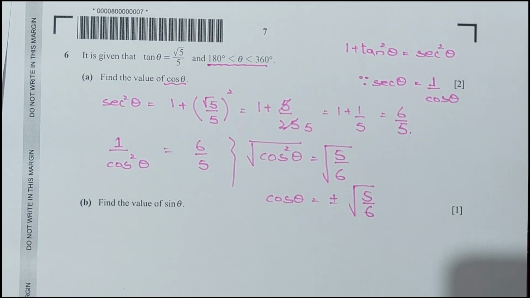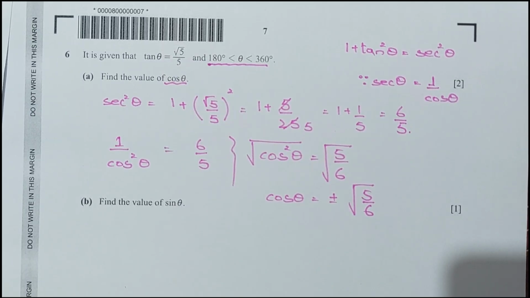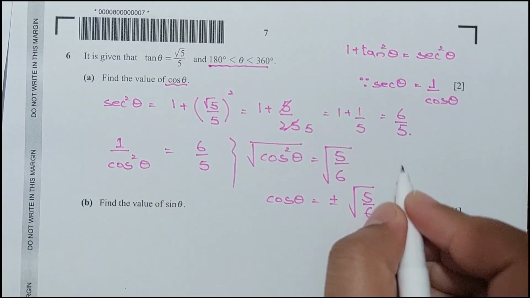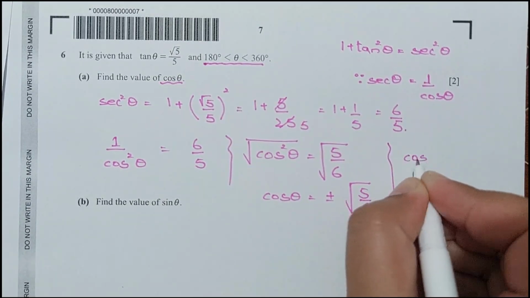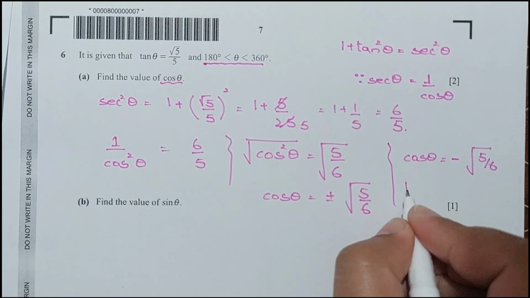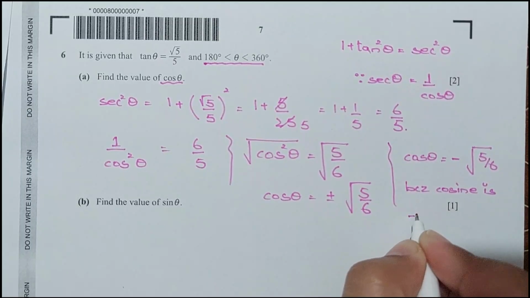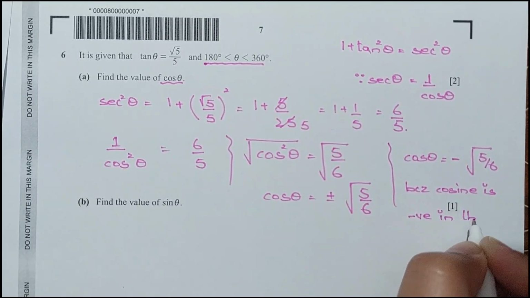Which one do we have to take, positive or negative? It again depends on the domain we have been given. The domain is between 180 and 360 degrees. Is cos positive or negative there? Between 180 and 360, the cos value is negative. So we can say the solution is cos theta equals negative root 5 out of 6, because cosine is negative in the given domain.